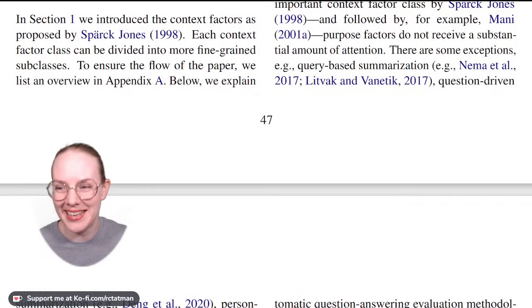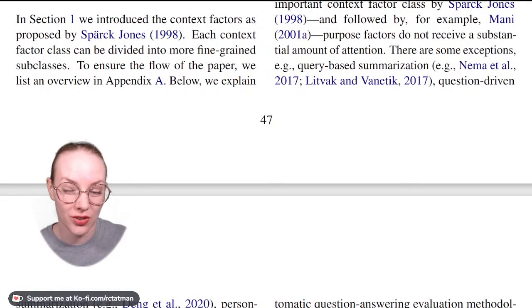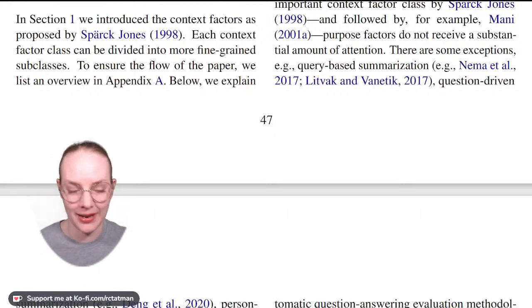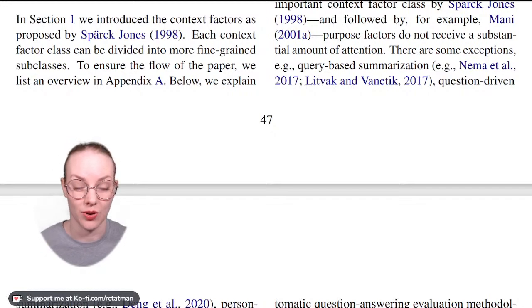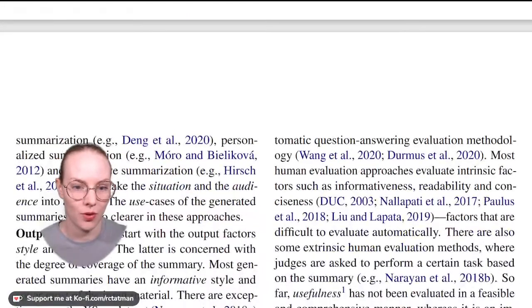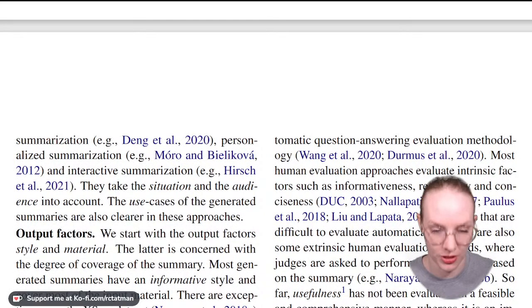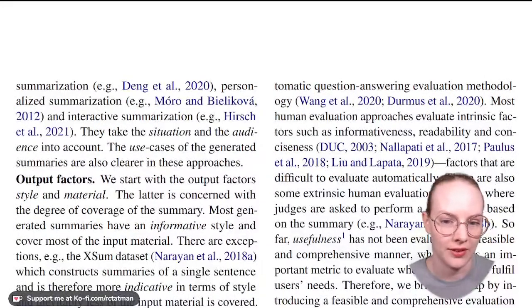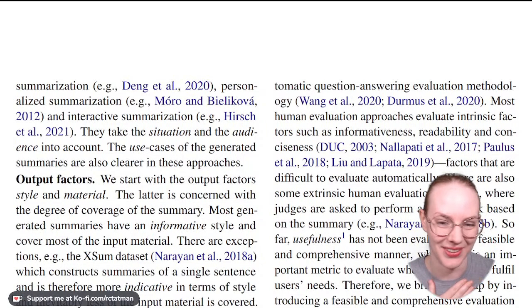I don't really know what the difference between query-based summarization and question-driven summarization is. My guess is that with query-based, you would do a query to retrieve some sort of data, and question-driven would be more of a question answering sort of thing. Personalized summarization is obviously going to be personalized to the user. And interactive summarization, I'm guessing, is you're asking questions or you're clicking and saying, this is helpful or this is not helpful, and it's being redone. I'm just guessing. I haven't actually read a lot in these fields.